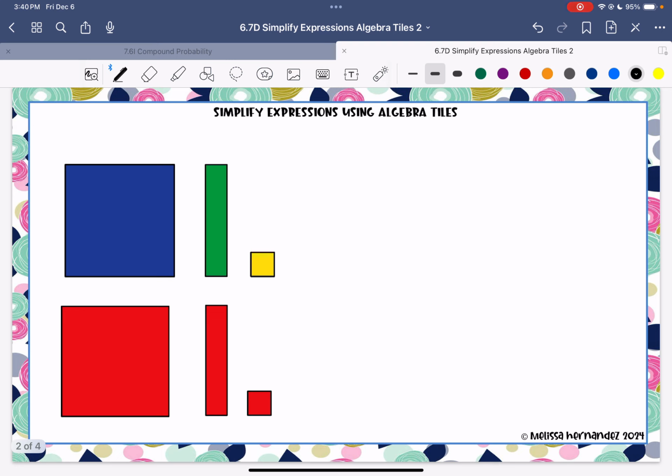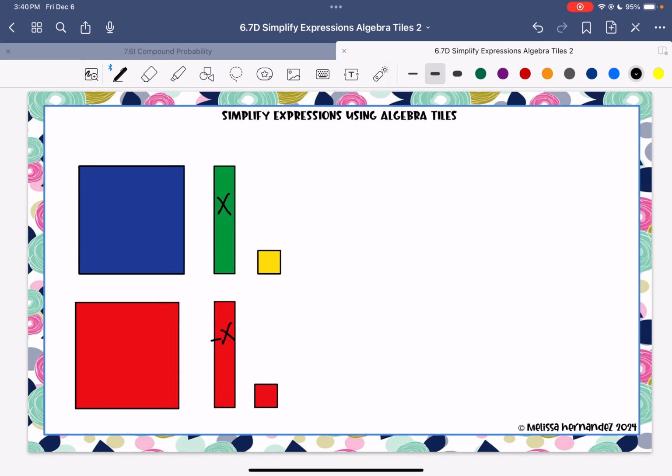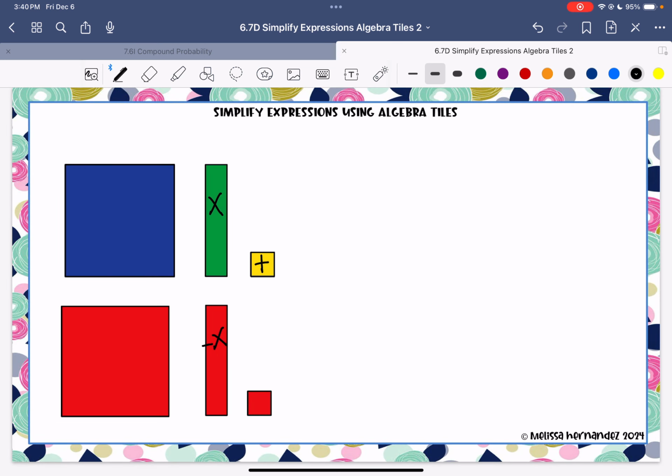Let's refresh our memory. The top left square represents a positive x squared, and the green rectangle represents a positive variable. I use x as my variable. This would be a negative x, or a negative variable. And then the small squares are a positive unit and a negative unit. The larger squares, you see those in algebra.